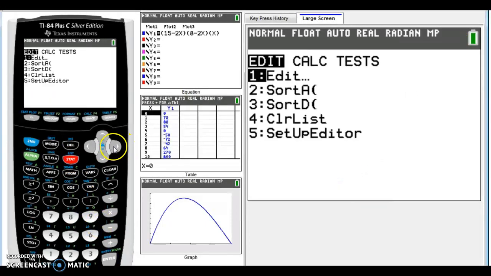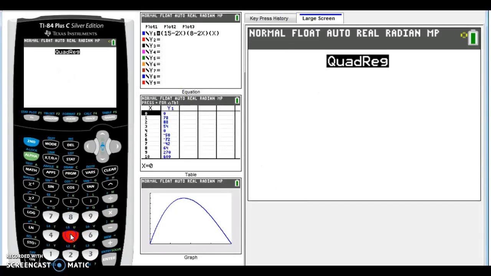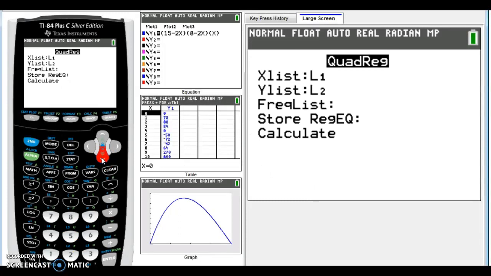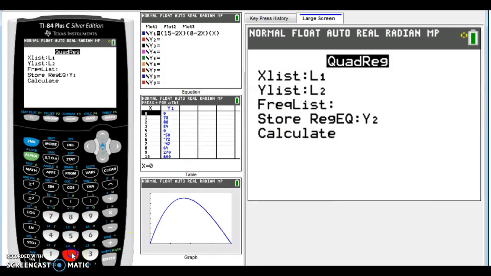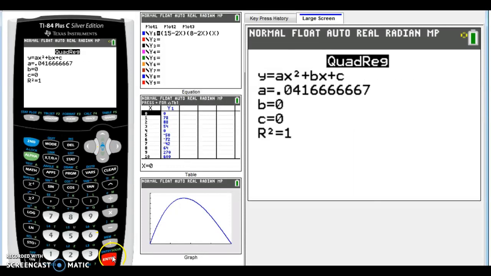So I'm going to go back and hit stat, calc, quadratic regression, because we know it's a parabola. List 1 is our x's, list 2 is our y's. We don't mess with the frequency list. I already have an equation stored in y1 from the first problem in this set, so I'm going to alpha f4, store this one in y2. When I go down to calculate, here's the equation of that parabola: y equals approximately 0.042 x squared. There is no b value and no c value, so that's my equation. You can see right here that my correlation coefficient is 1, which means this is a perfect fit.